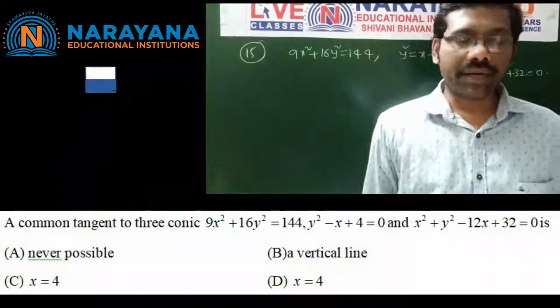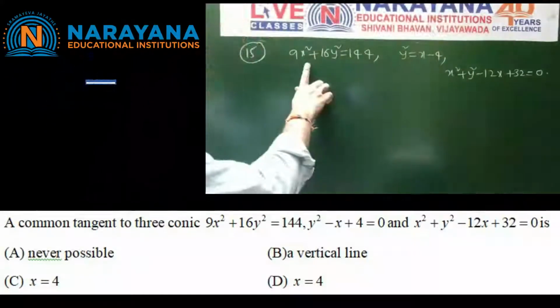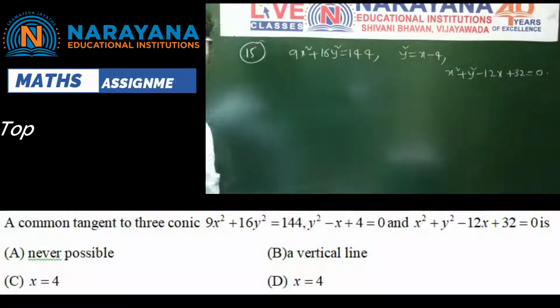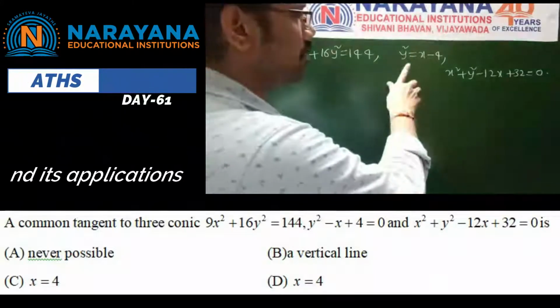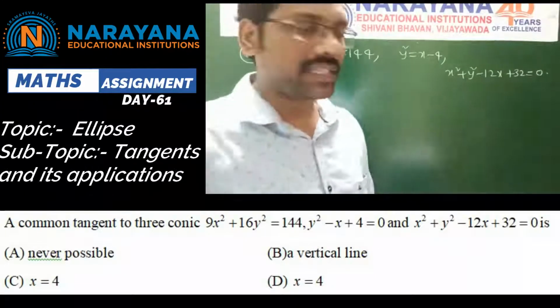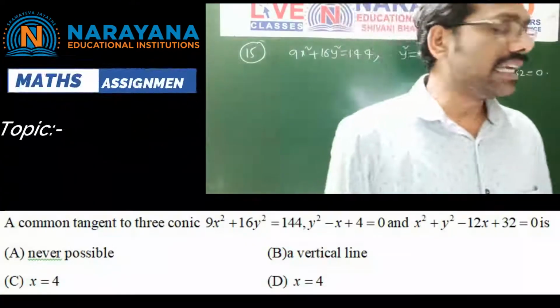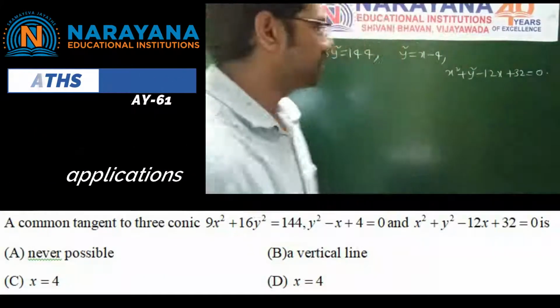This is question number 15. A common tangent to three conics. One of them is an ellipse, 9x square plus 16y square is equal to 144. This is a parabola, y square is equal to x minus 4. This is the circle, x square plus y square minus 12x plus 32 is equal to 0. Now we have to find the equation of the common tangent to the three conics.